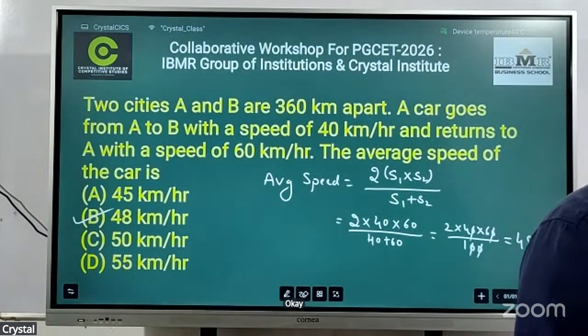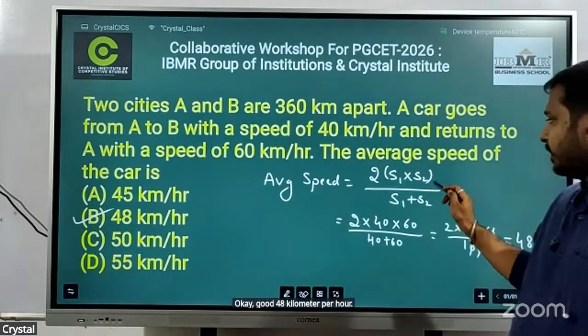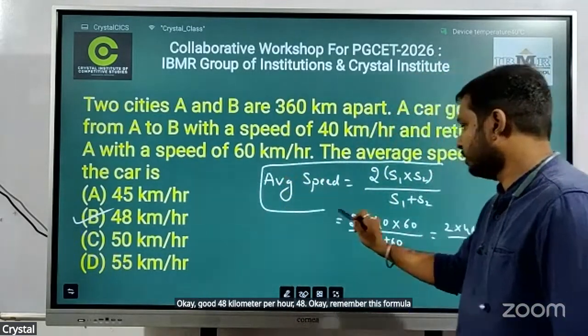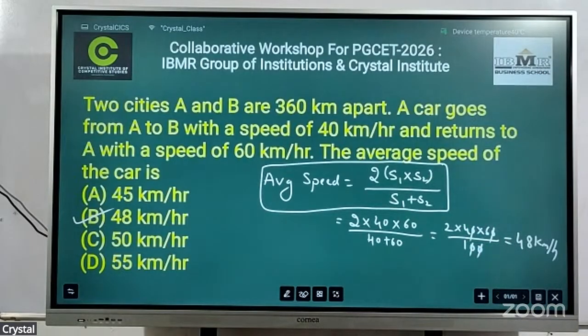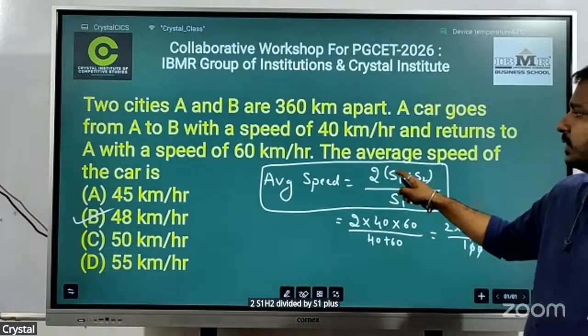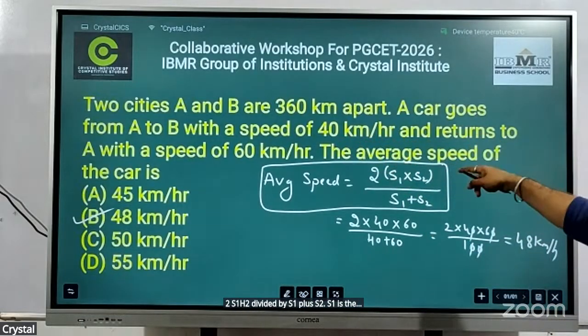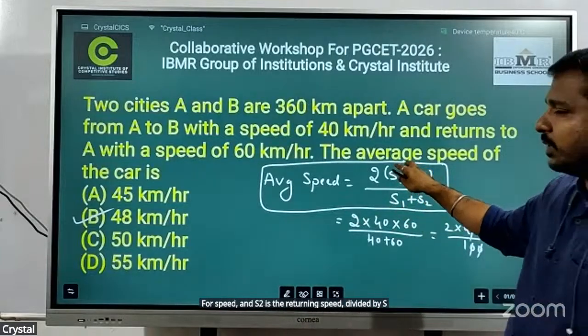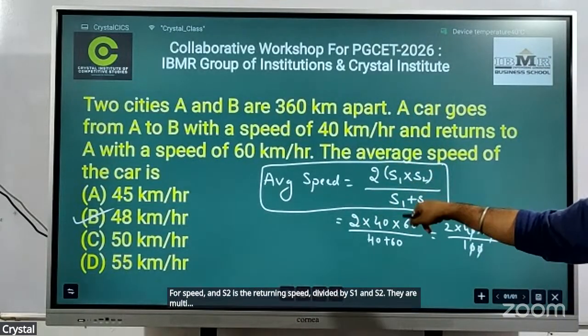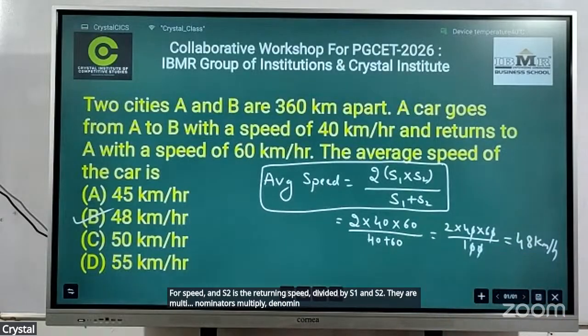Okay, good. 48 kilometers per hour. Remember this formula: 2 S1 S2 divided by S1 plus S2. S1 is the first speed and S2 is the returning speed. Here the numerator is multiplication, the denominator is addition.